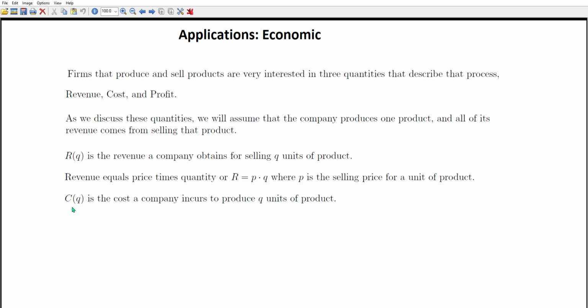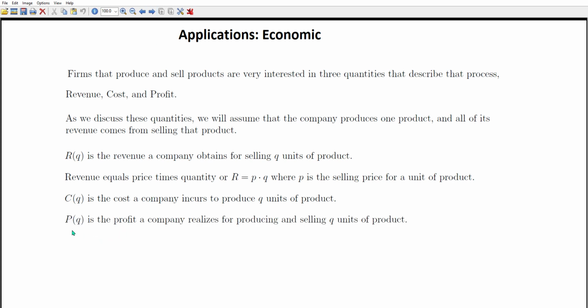C of Q is the cost a company incurs to produce Q units of product. So if you're going to sell something, it needs to come from someplace, and we're assuming the company here produces it. C of Q tells you how much it costs the company to produce Q units of product.